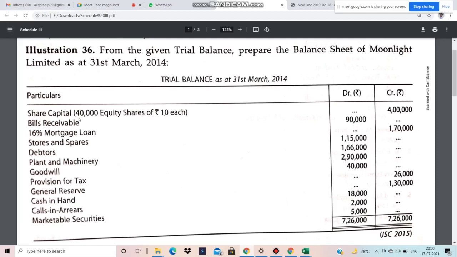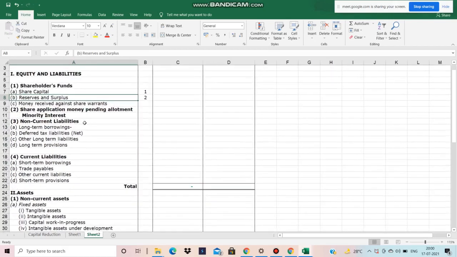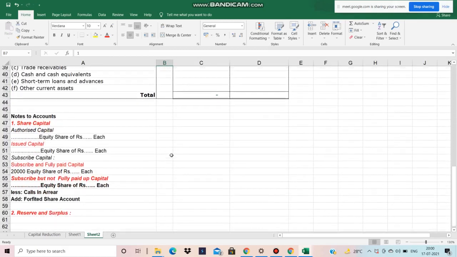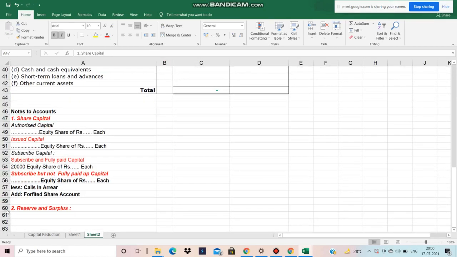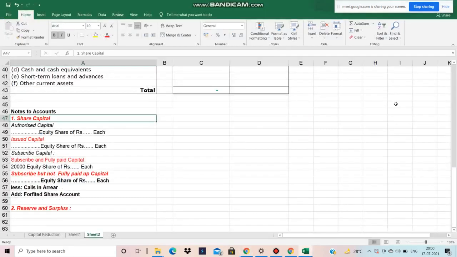Here the share capital definitely comes under shareholders' funds, so we have to give a note. First, share capital, note number 1. So see the format of note 1. The share capital is 40,000 shares at the rate of rupees 10. Nothing is mentioned about the authorized capital, so the authorized capital is unknown.